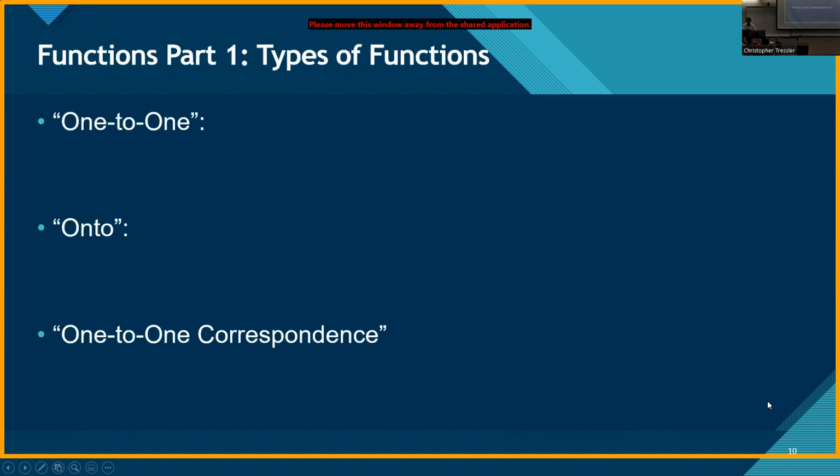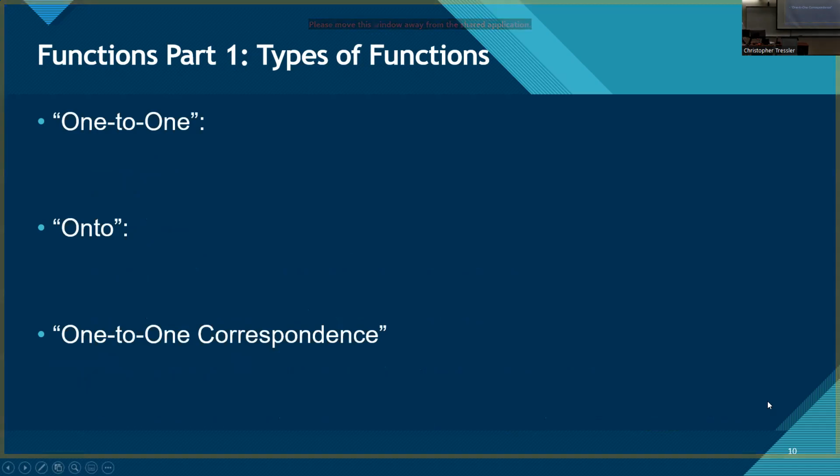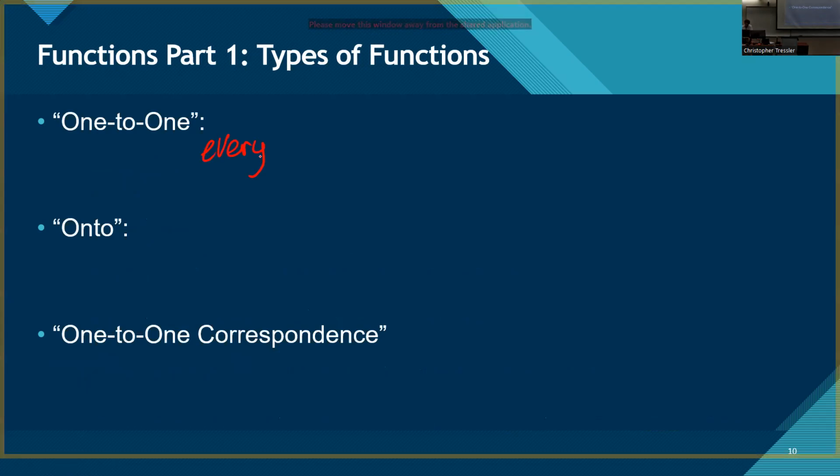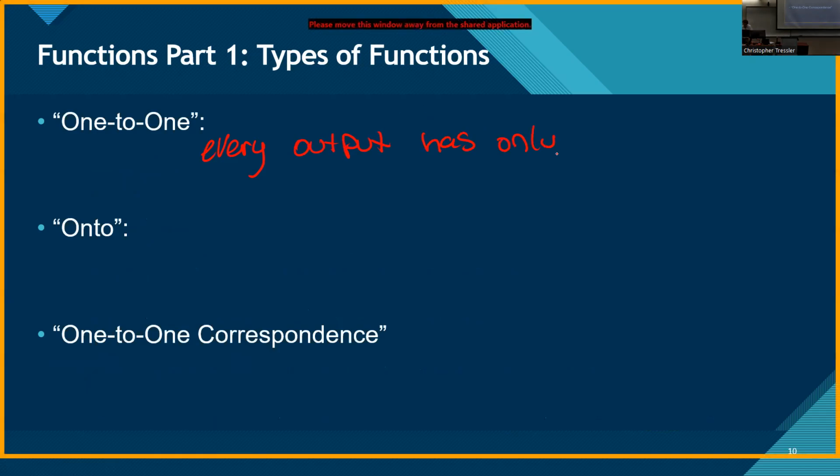All right, now we have types of functions. We're moving on past sets. So first of all, we have a one-to-one function. Right, so what one-to-one means is that basically every output has only one input that matches with it.